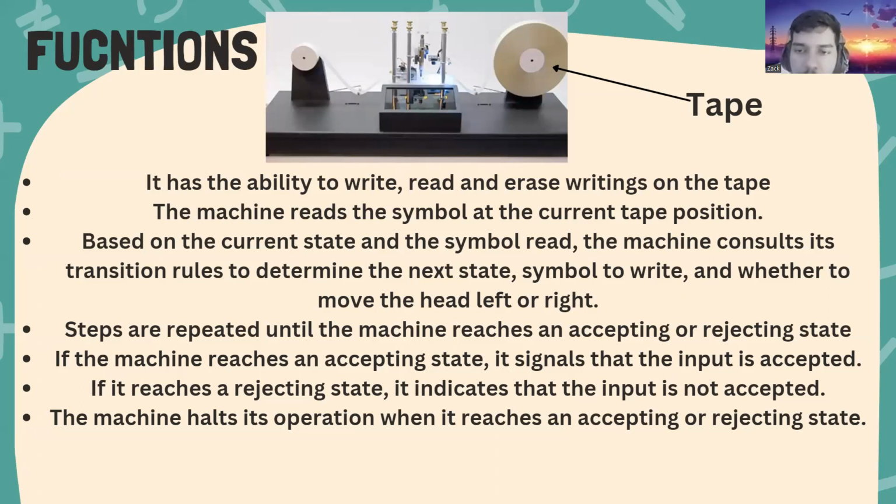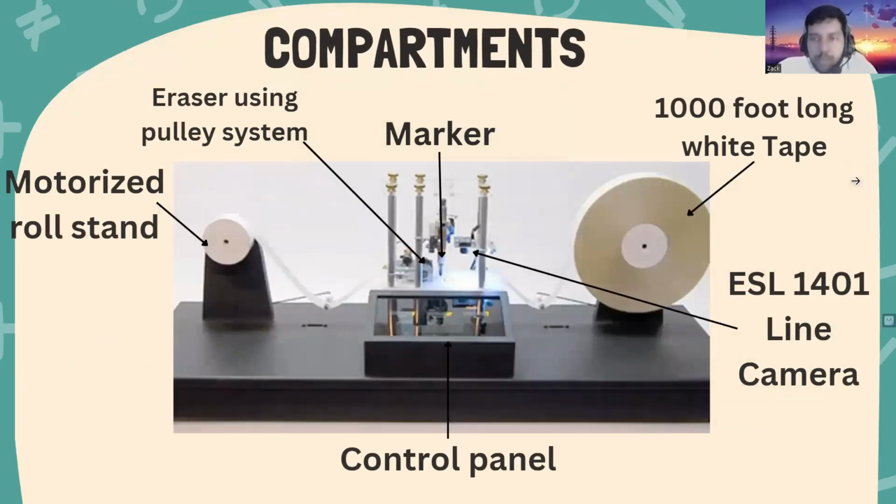So basically, the write, read, and erase process will loop until it reaches an accepting or rejecting state by the end of it. And then next, I will be talking about the compartments in this system, in this model.